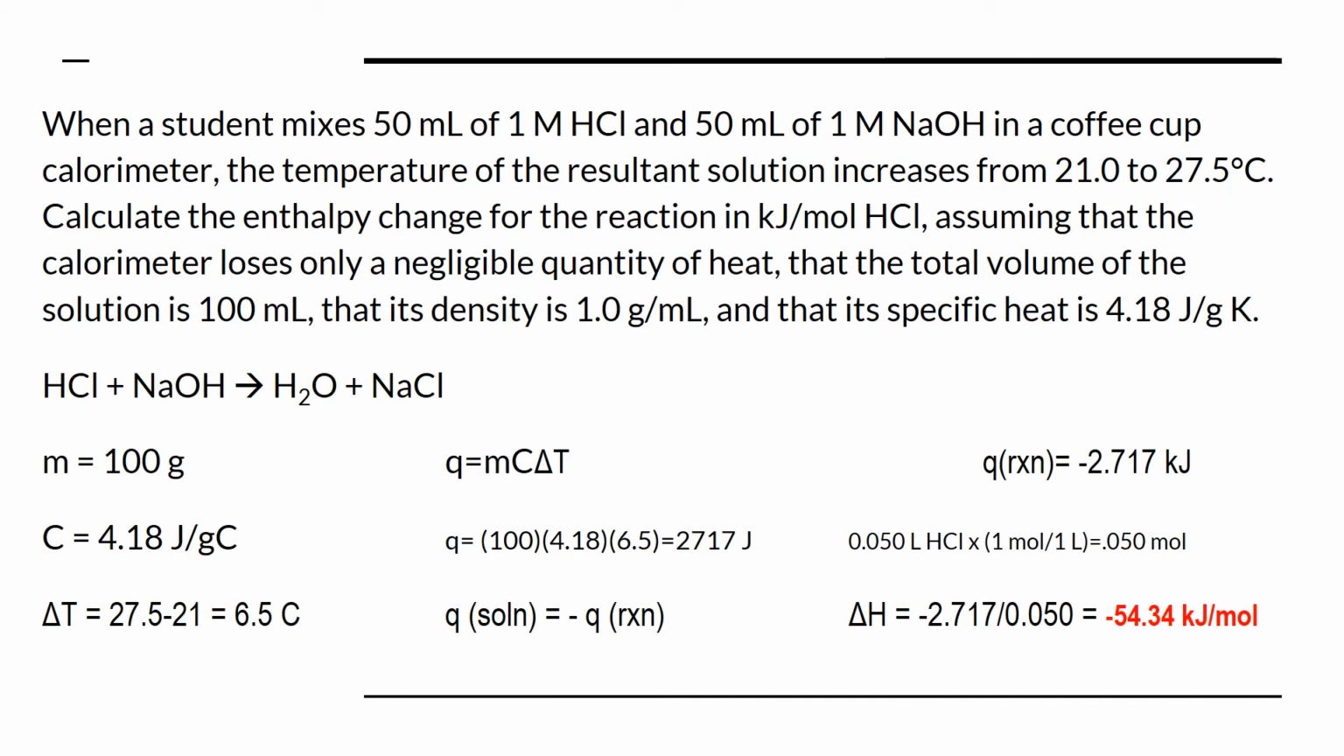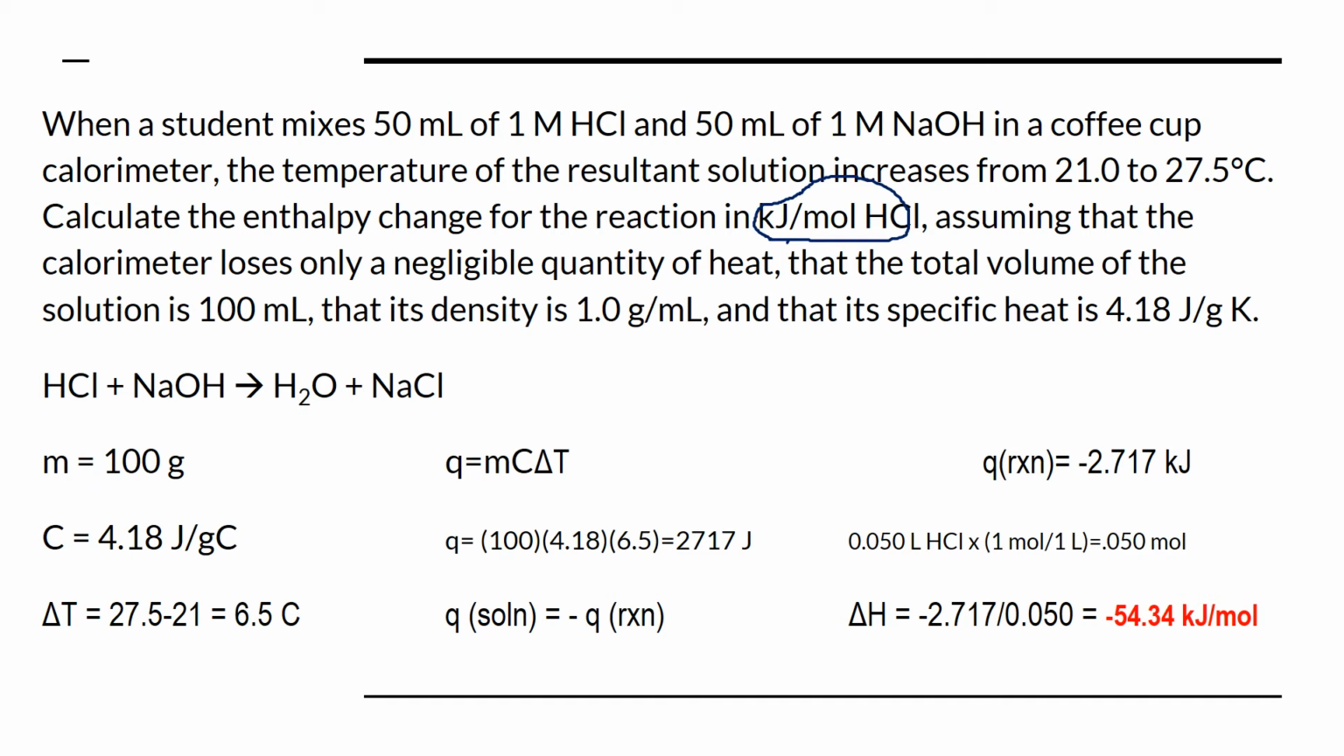So, practice problem here. A student is mixing 50 mLs of 1 molar HCl and 50 mLs of 1 molar NaOH in a coffee cup calorimeter. The temperature of the resultant solution increases from 21 to 27.5 degrees Celsius. Calculate the enthalpy change for the reaction in kilojoules per mole HCl, assuming that the calorimeter loses only a negligible quantity of heat and that the total volume of the solution is 100 mLs, its density is 1 gram per milliliter, and its specific heat is 4.18. So I circled this kilojoules per mole HCl because we need to know what we're solving the heat of the reaction in terms of later on.